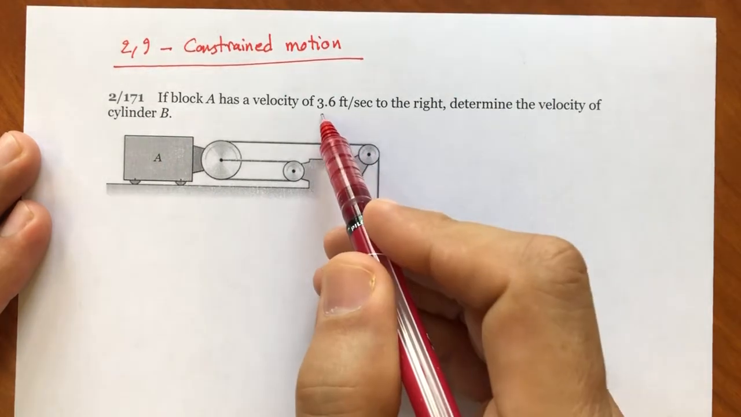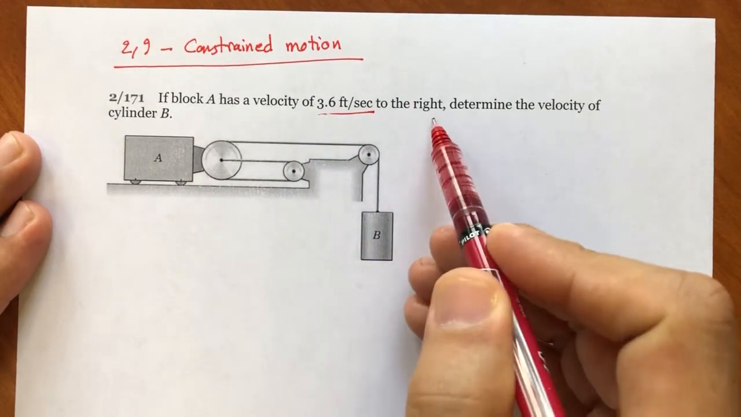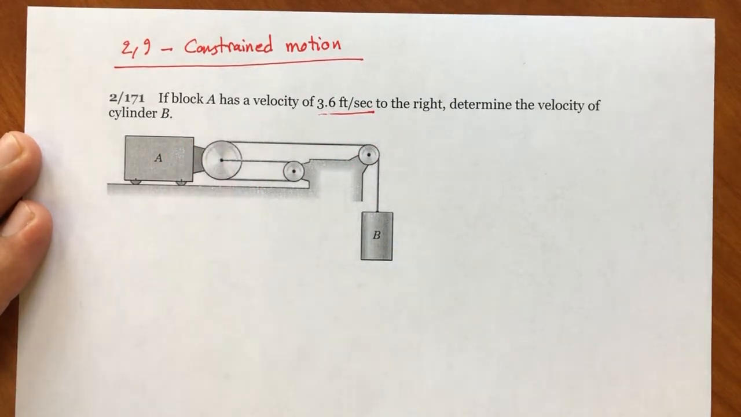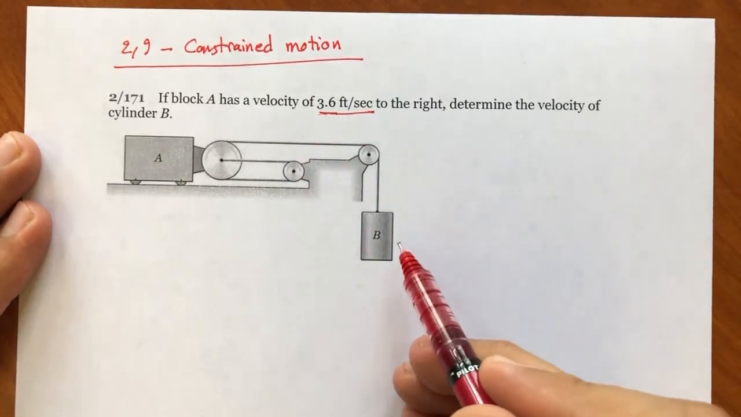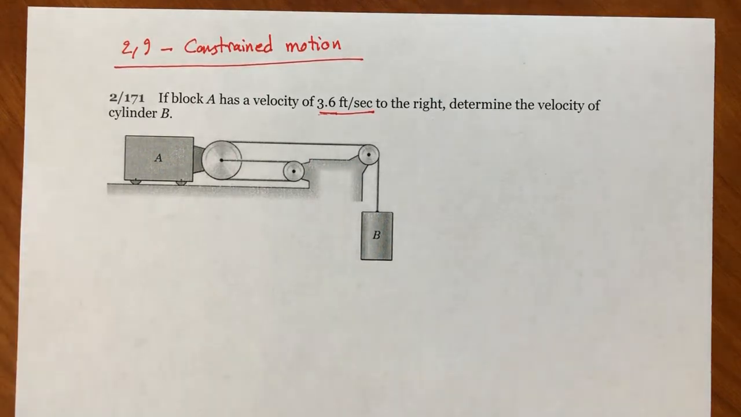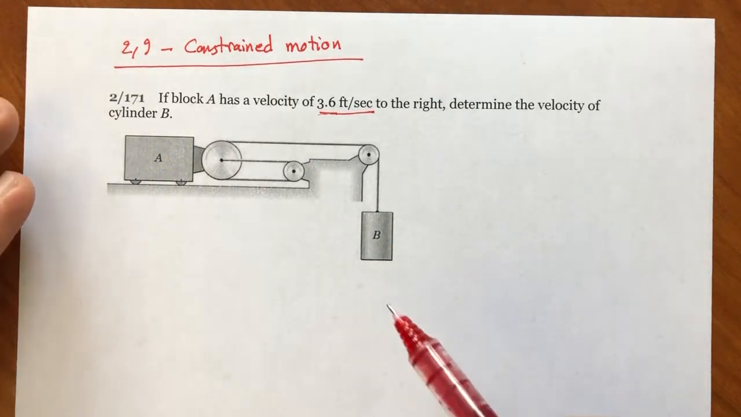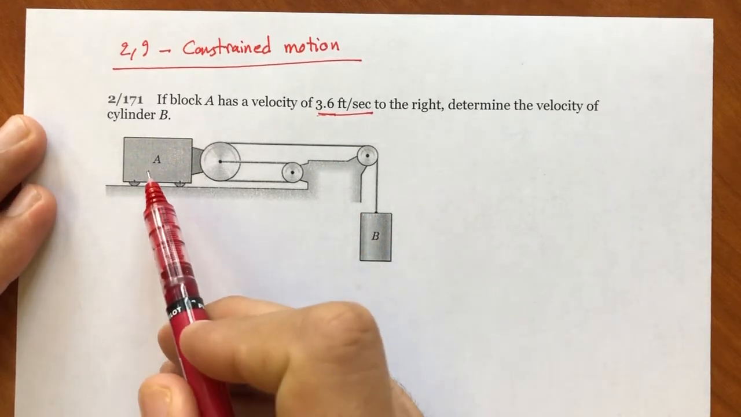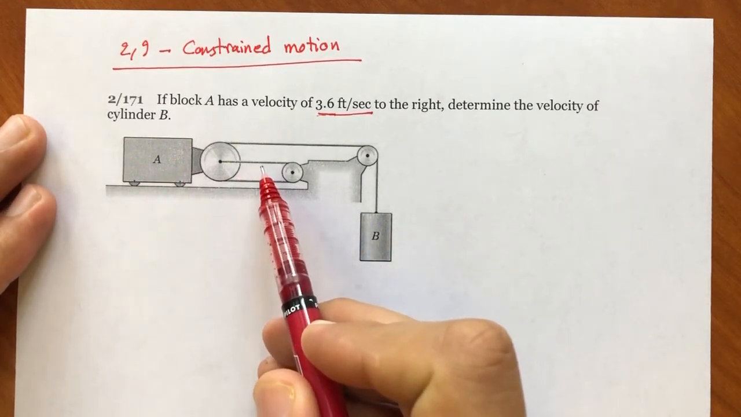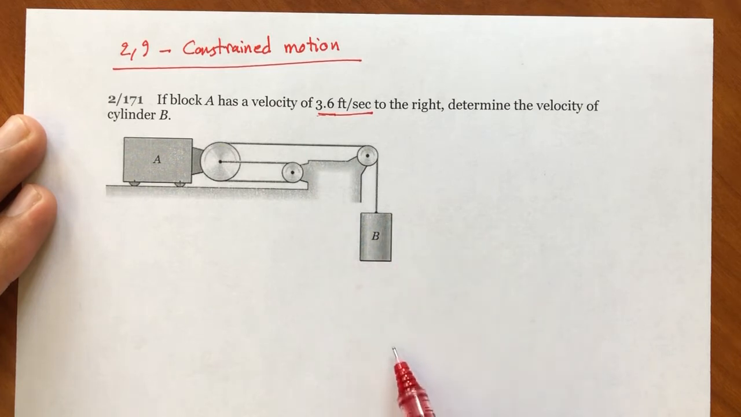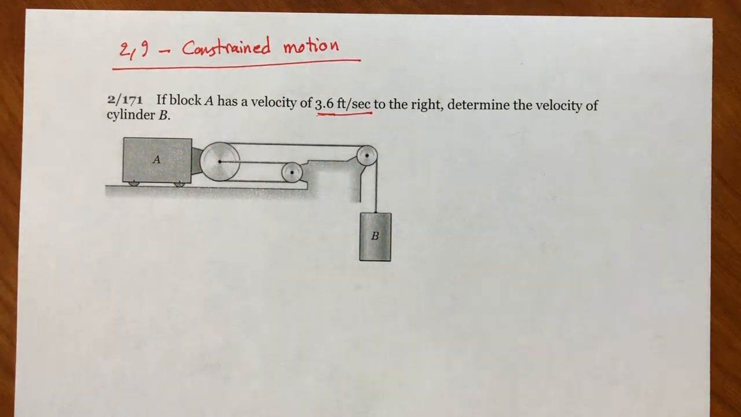So for example, here in this problem we have these two masses and we know the velocity of A is 3.6 foot per second to the right. So this mass is going to move to the right with this velocity. And we are supposed to find the velocity of B. So how should I relate these velocities together? Sometimes students try to imagine what's going on. For example, if this one moves 1 meter to the right, how is this one going to move, and then use their imagination to solve this type of problems. But never do that. There are some simpler ways to do this.